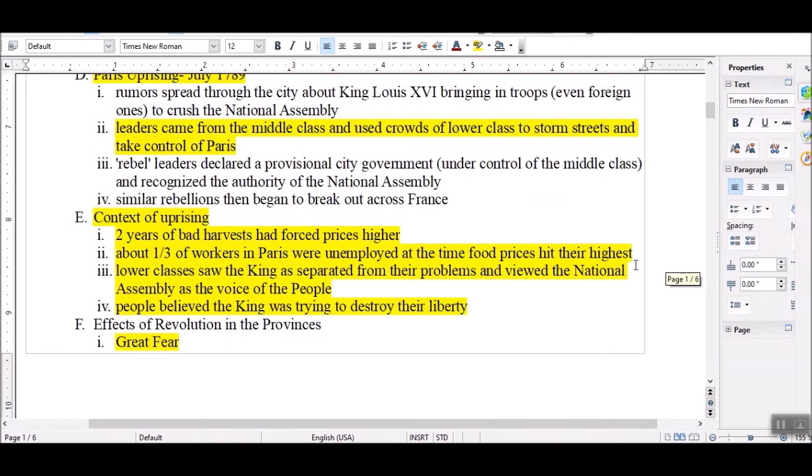There we go. So, we've got 2 years of bad harvests, so high food prices. About a third of people in Paris are unemployed. The lower classes saw the king as separate from problems. National Assembly was the voice of the people, and they believed the king was trying to destroy their liberty. So that would be our context there.